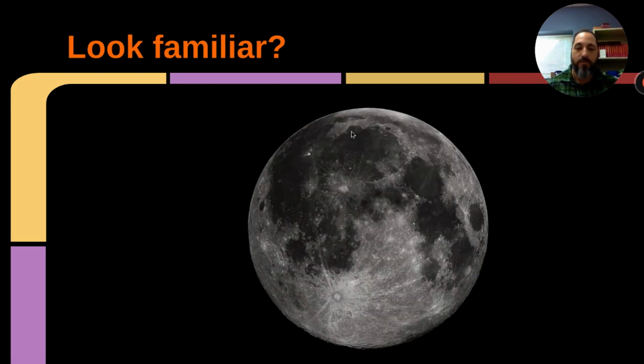So, look familiar? We can see this crater right here. If you go out on a nice full moon, you might even be able to see that from Earth. And you're always going to see that every single full moon because the moon is always facing us in the same way.